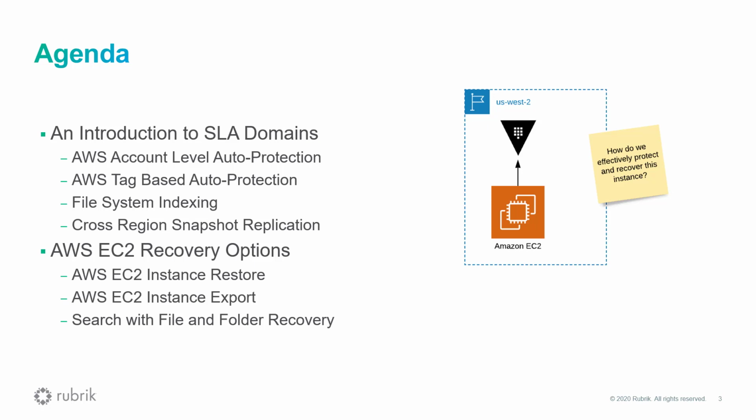I'm going to walk you through a scenario where I have an EC2 instance running one of my important applications. In this case, it's HashiCorp's Vault product, and I want to make sure it's properly protected and recoverable.